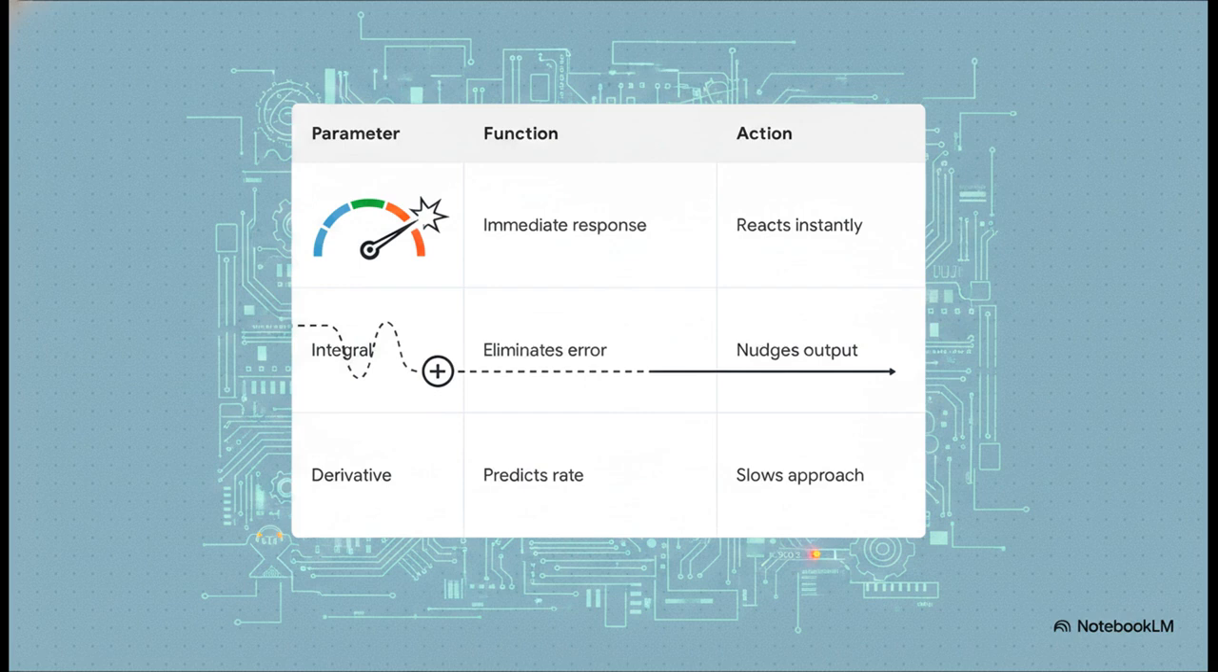It works to eliminate that lingering, annoying, steady-state error over time by continually nudging the output until it hits the exact mathematical target. And finally, the derivative term looks ahead. It actually predicts the rate of change to slow down the system as it approaches the target, gently pumping the brakes, so to speak, to prevent the whole thing from overshooting. It's a brilliant balancing act.